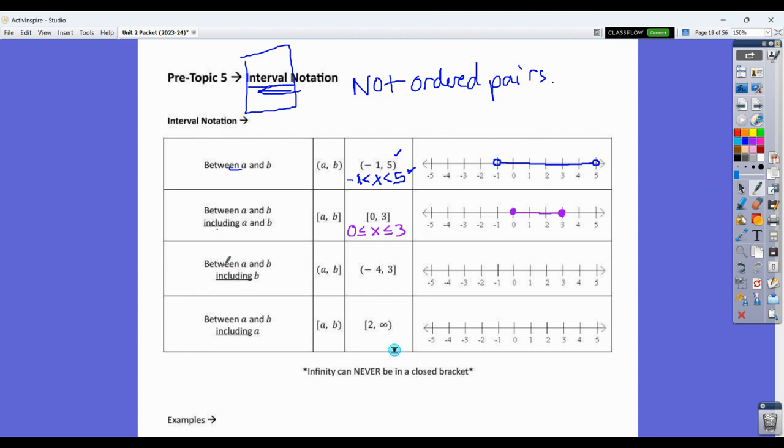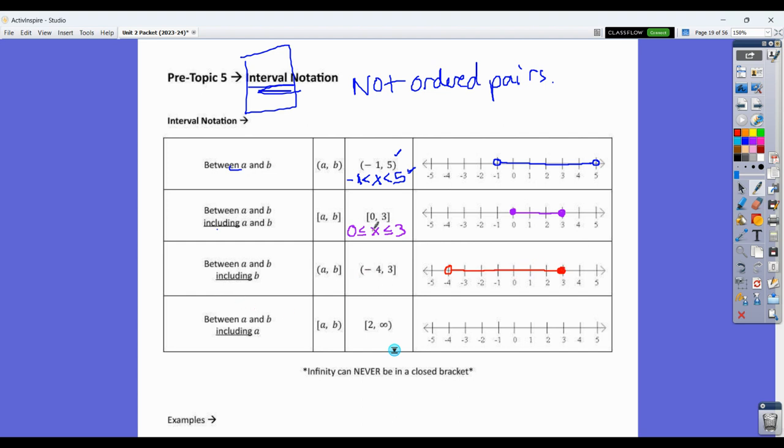The next one, between A and B, including B. So we're only including B in this. What you're going to notice is two different bracket symbols here. We have a parentheses because we're not including A, and we have a bracket because we are including B. So here's my example. The parentheses is by the -4. When I go to -4, I'm going to do an open circle, and when I go to 3, I'm going to do a closed circle. We can have open and closed in either order, but we still connect the dots between them. It's that interval. So any values that are between those two dots, and then including the dot 3.